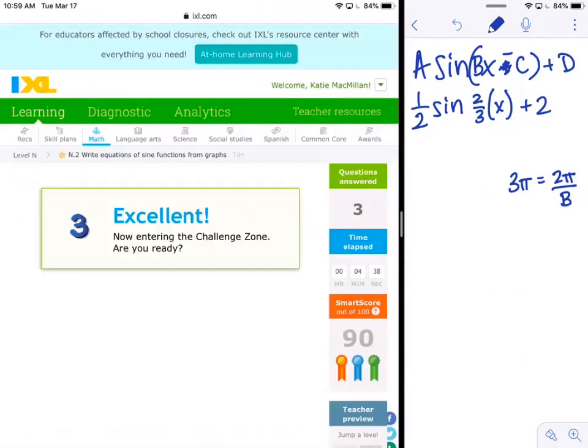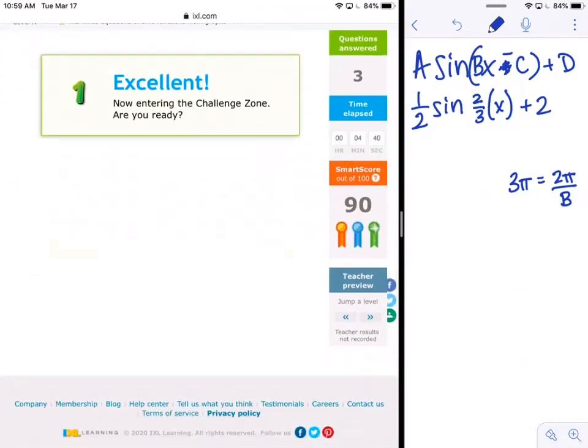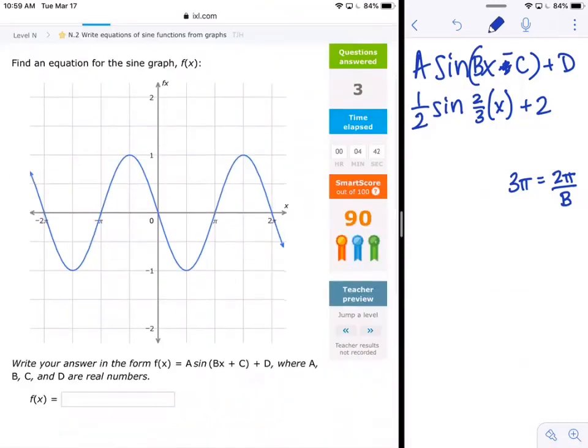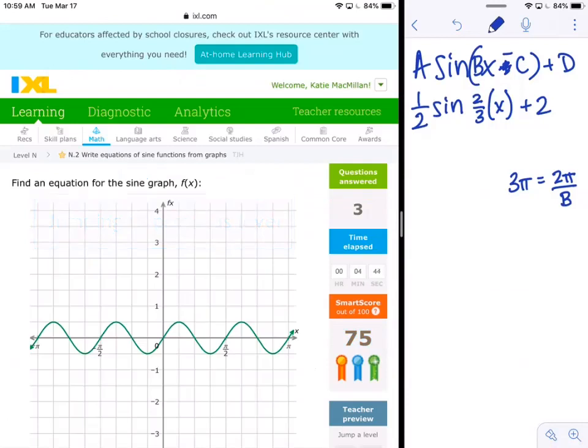So I'm gonna jump up to the next level. Let me jump down real fast just to make sure. Yeah, let's do one at this one here.